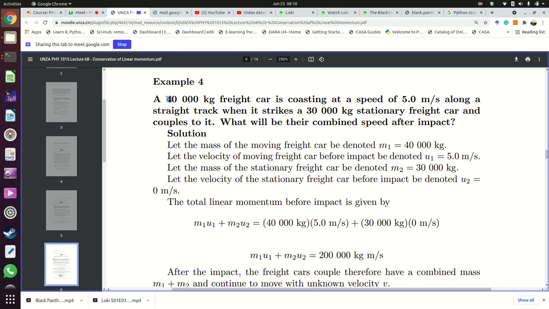We denote the 40,000 kg freight car as our first mass, M1. We denote the velocity of this freight car before it collides as U1, and that's going to be 5 meters per second. Then we denote the mass of the other car, which is stationary, as M2, and that is 30,000 kg. Since it is stationary, its velocity U2 is going to be 0 meters per second.